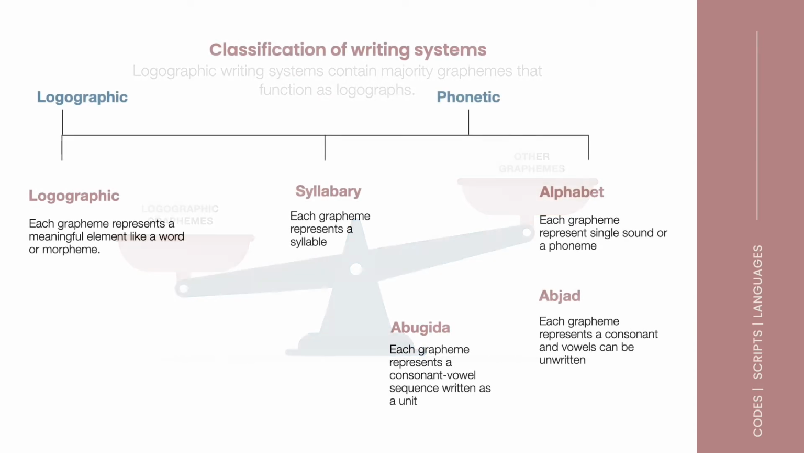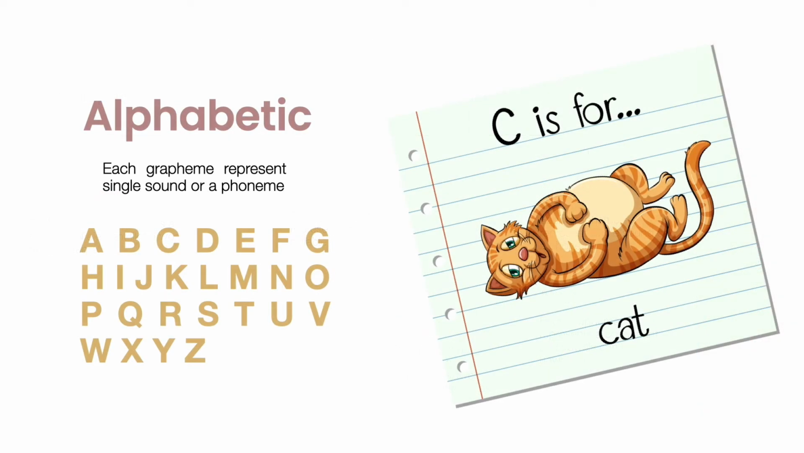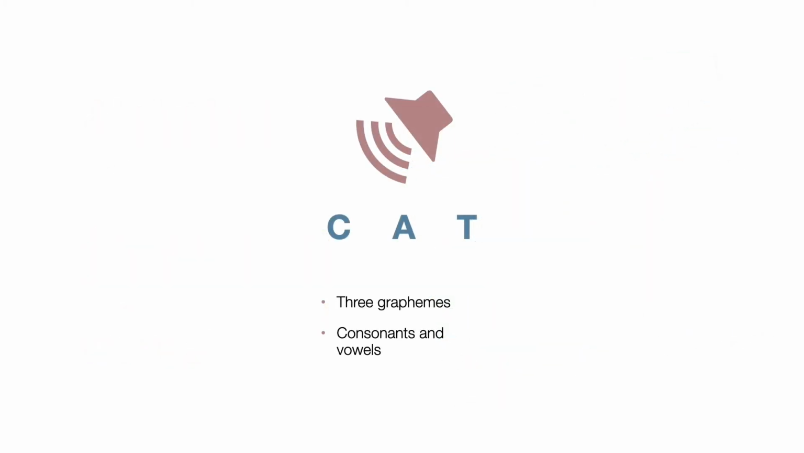Now, let's take a look at the first category of writing systems, the phonetic writing systems. They include writing systems classified as alphabetic, abjad, syllabic, and abugida. In alphabetic writing systems, each grapheme represents a single sound or what we know as a phoneme. An example of this type of writing system is the modern Latin alphabet. In this example, we have 3 graphemes used to represent the vowel and consonant sounds k, a, and t for the word cat. Simple enough.